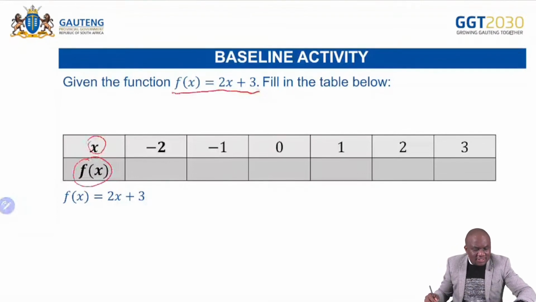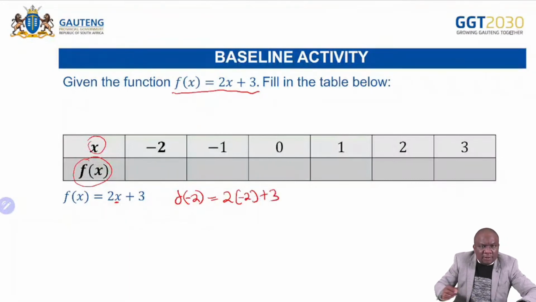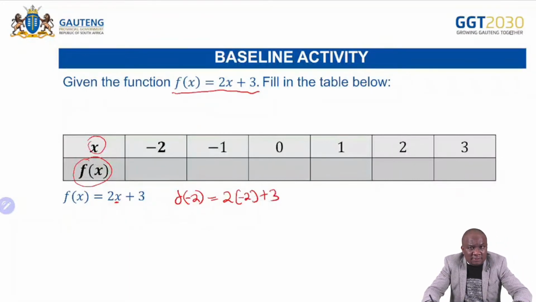Welcome back. Did you manage? Right, if x is negative 2, what will be f of x? So we're finding f of negative 2. Where there's x, we put negative 2. So it's going to be 2 times negative 2 plus 3. 2 times negative 2 is what? Negative 4. Negative 4 plus 3 is negative 1.